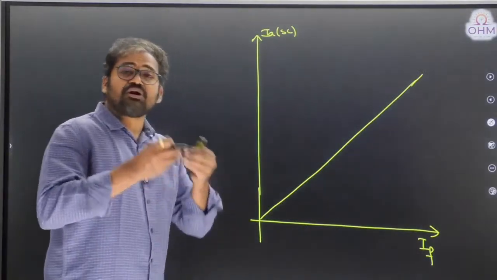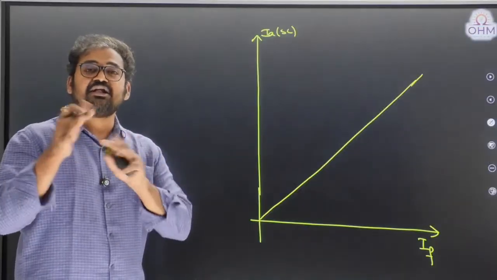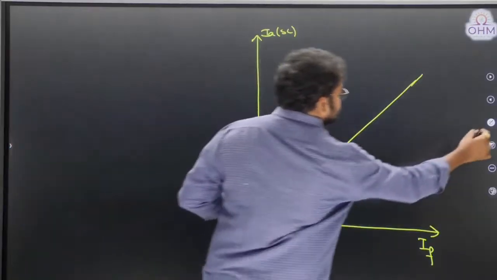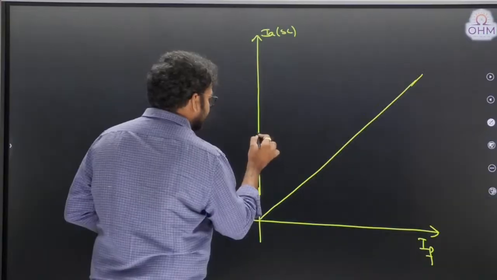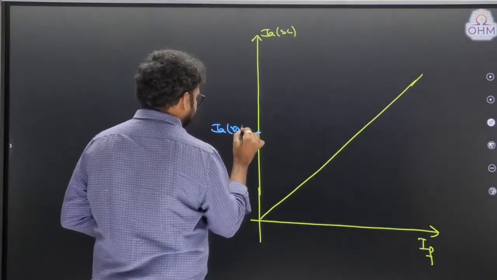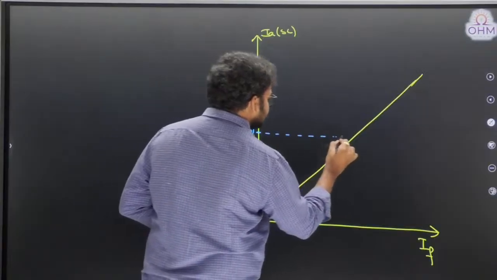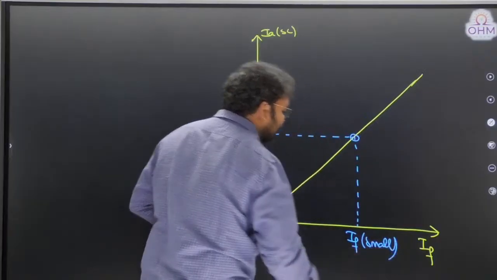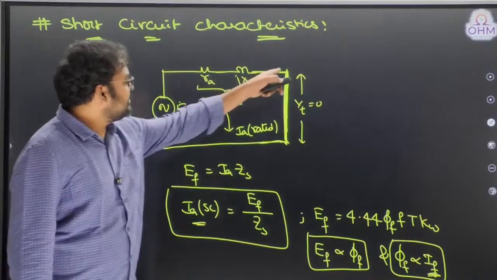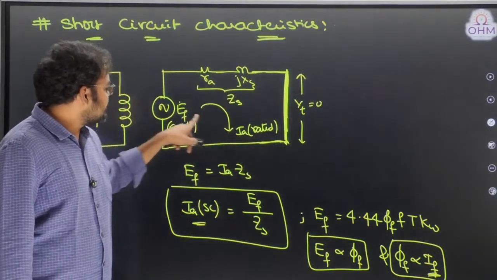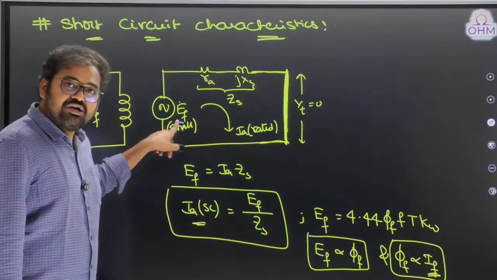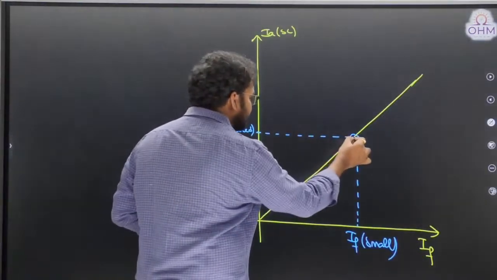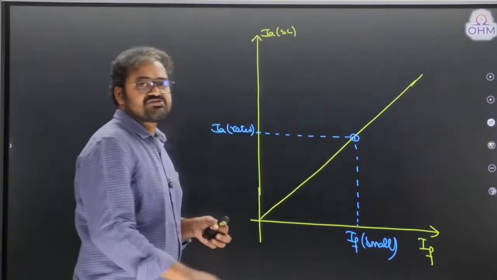But our aim is to understand at what field current rated armature current will circulate. Imagine on the y-axis, this is rated armature current, let us say. This rated armature current can be generated at how much field current? A small field current. Why is a small field current sufficient? Because as I told you, as the terminals are shorted, to circulate rated armature current, we need a small EMF. To induce a small EMF, we need a small field current. So rated armature current can be observed when field current is very, very small.